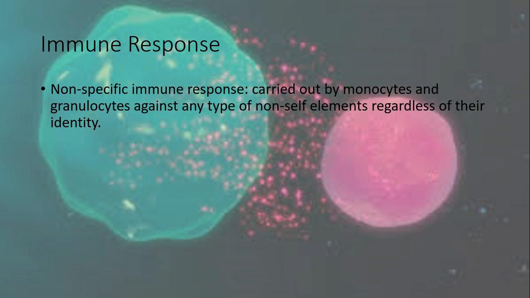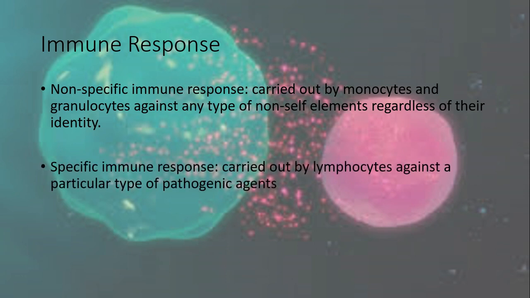Immune response. We have two types of immune responses, the non-specific and the specific. The non-specific immune response is the one carried out by the monocytes, which are also called macrophages, and the granulocytes, both of which are phagocytes. This is said to be a non-specific immune response because it is targeted against any non-self element regardless of its identity.